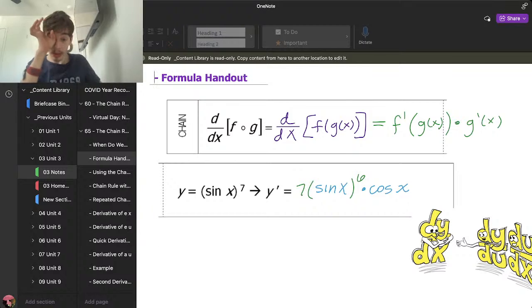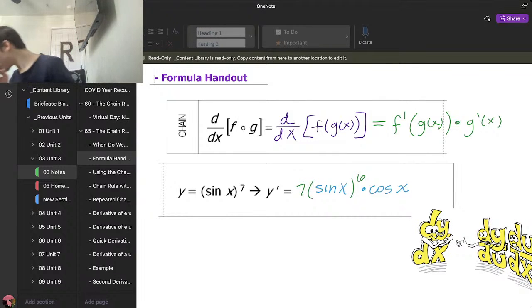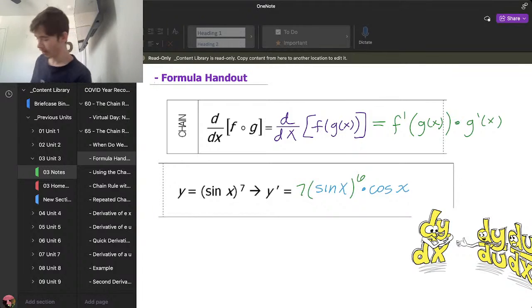Chain rule. Take the derivative of the outside, keep the inside the same, times the derivative of the inside. Think of the lollipop example, which I'm about to open here. I'm gonna show you a lollipop. Where did it go? Yep. Yo, I'm moving way slower than I thought.